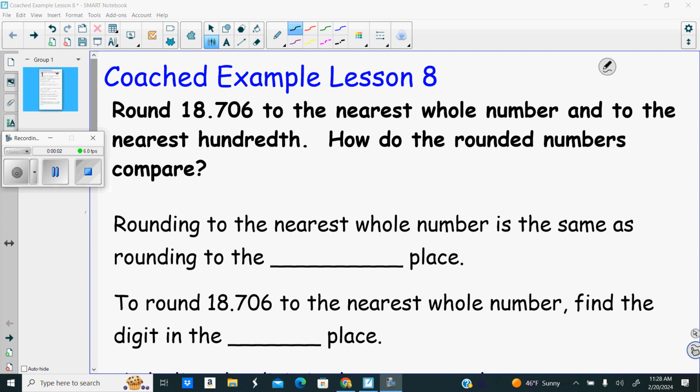This is the coached example for review lesson 8. In this review lesson, we'll be rounding numbers to certain place values. In this particular example, we're going to be rounding 18 and 706 thousandths to the nearest whole number and to the nearest hundredth. And then we're going to find out how the rounded numbers compare.